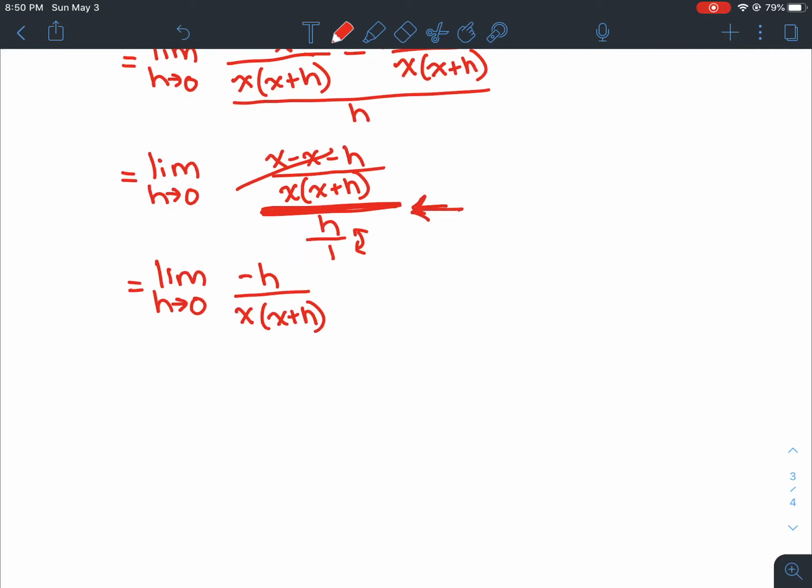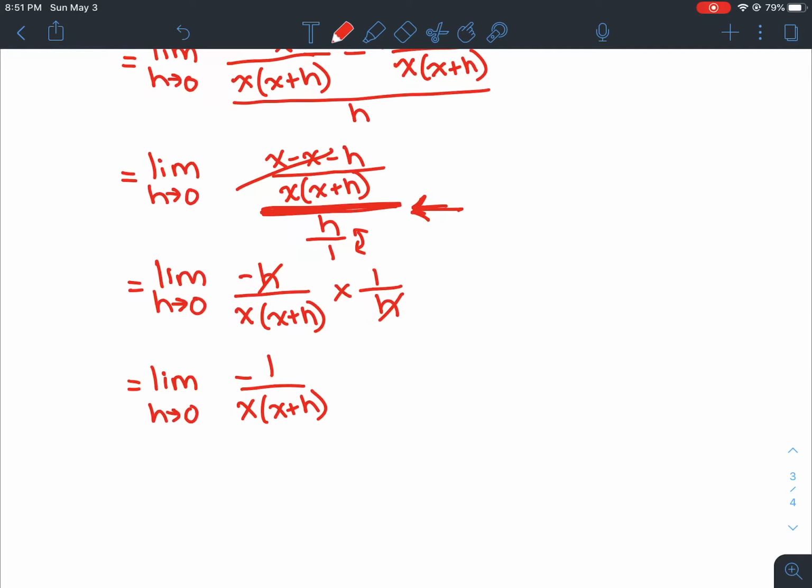Now I'm going to change this to a multiplication, and I'm going to change h to 1 over h. That's just how we divide fractions. So now my h's can actually cancel out, which is perfect. That's what I wanted to happen. And now I'm just left with a negative 1 in my numerator and an x times x plus h in my denominator.